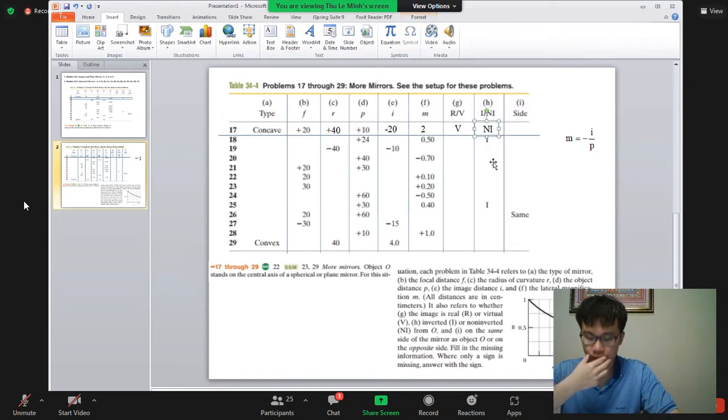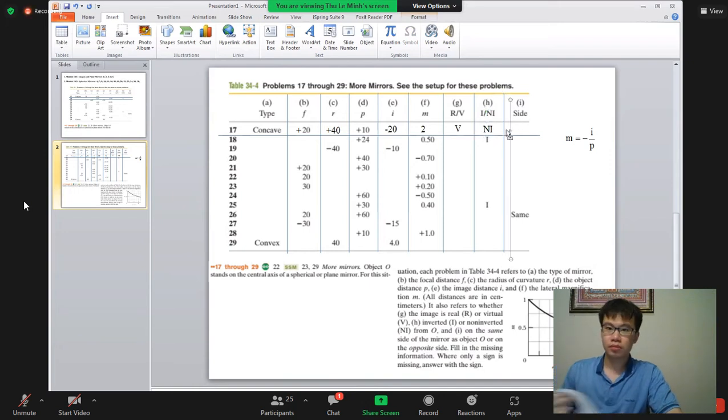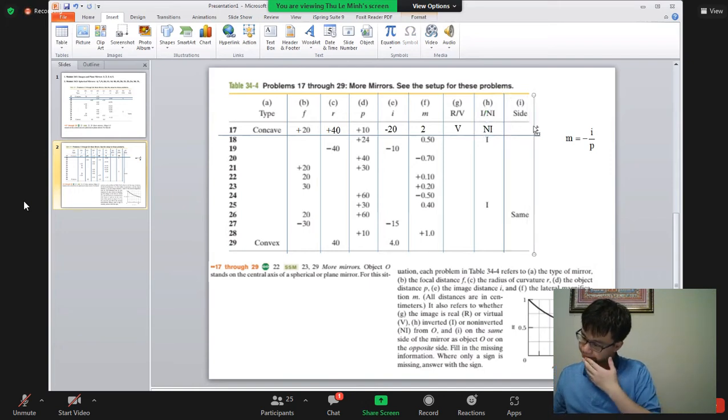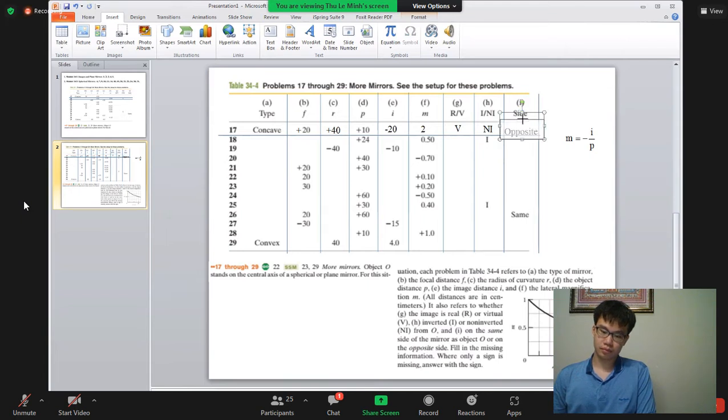And the last one, the side, the same or opposite. So we should fill in same or opposite. This is a virtual image, so it should be on the opposite side, because the image is behind the mirror but the object is in front of the mirror, right? Yes. Okay.